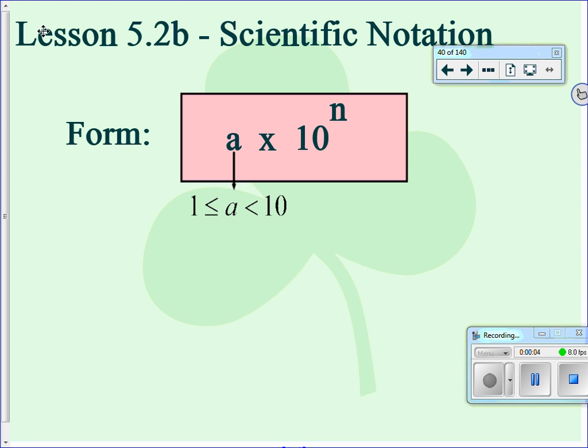Do you know why we have scientific notation? What's its purpose? That's exactly right. It helps us deal with very, very large numbers.